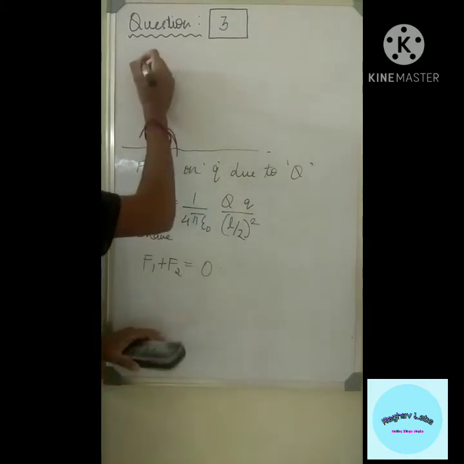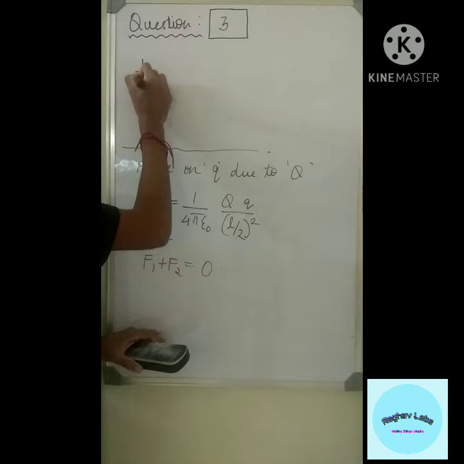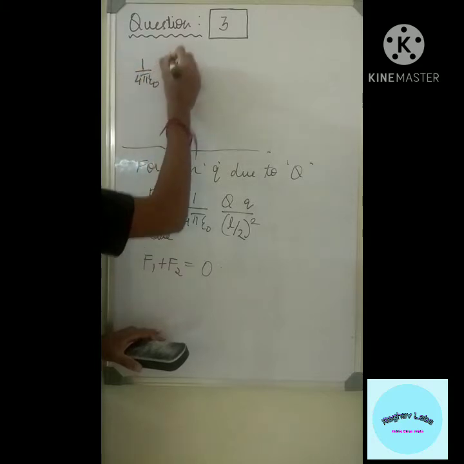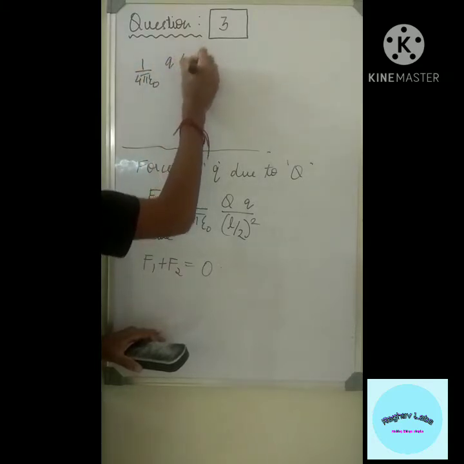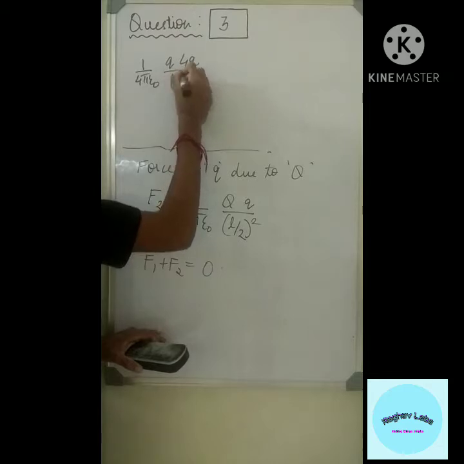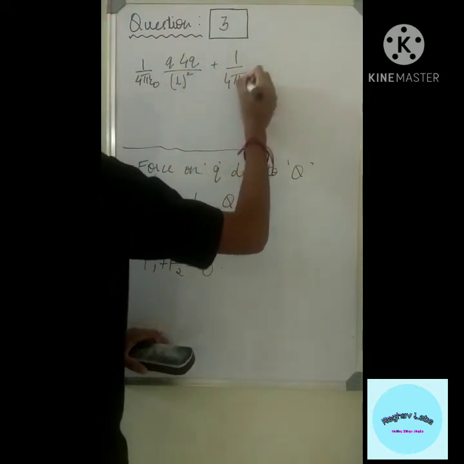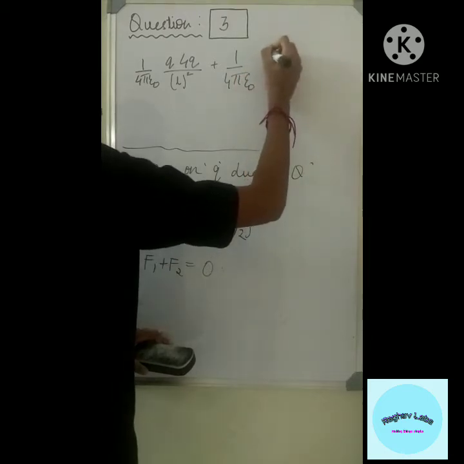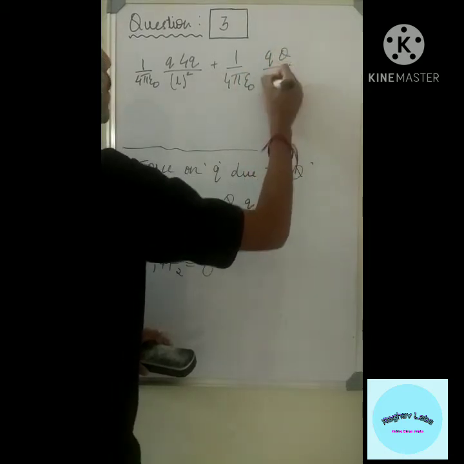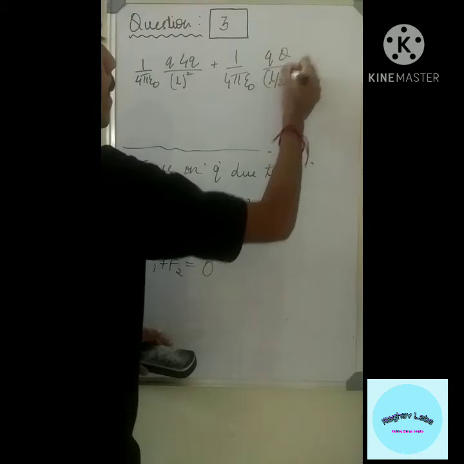1 by 4 pi epsilon naught into 4q into q divided by L square, plus 1 by 4 pi epsilon naught q into Q divided by L by 2 the whole square equal to 0.